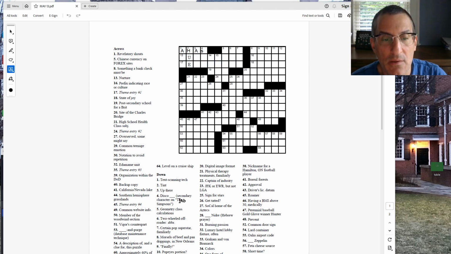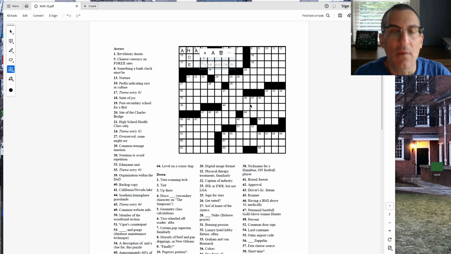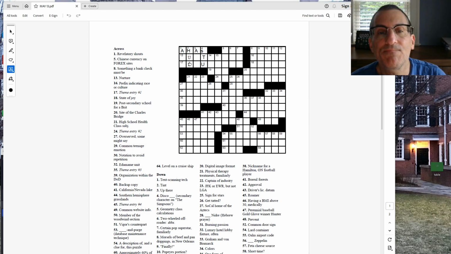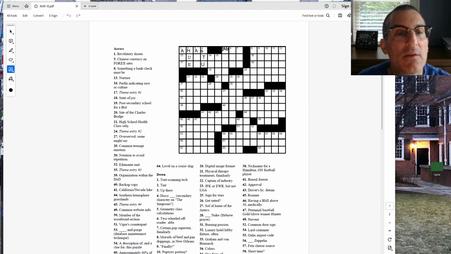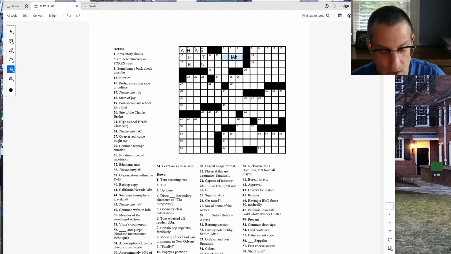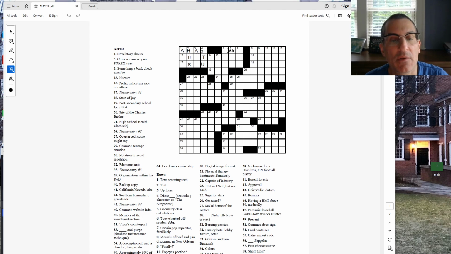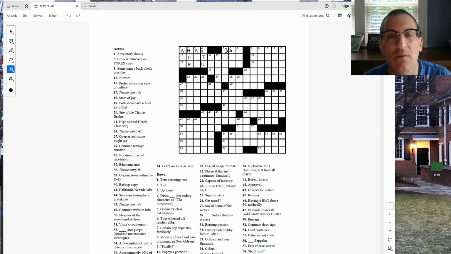Three down is up there. I don't know. Disco Stew is a character on The Simpsons. 13 across is nurture. Theme entry 1, don't know, obviously. So, Chinese currency on Forex sites. I would imagine that's the yuan, but I'm not sure how you abbreviate that. So, there might be a C in there or something for China.